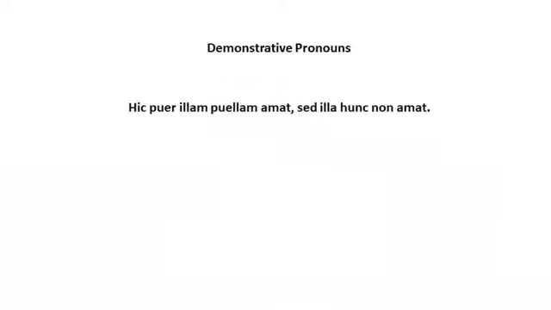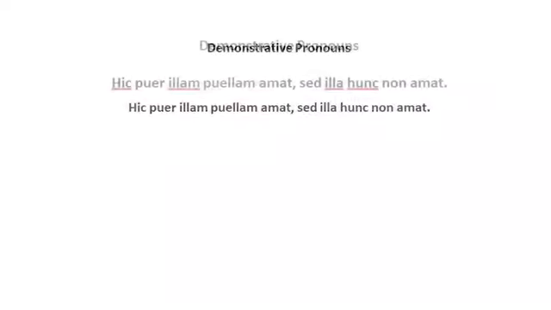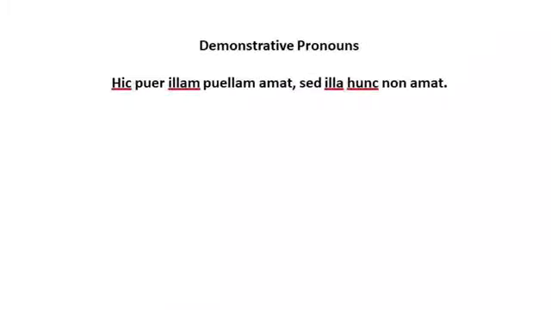Now let's take a sample sentence. Copy this into your notes. Hic puer illam puellam amat, sed illa hunc non amat. Once you have that copied, underline the 4 demonstrative pronouns in that sentence. Pause the video while you do that. You should have underlined hic, illam, illa, and hunc. Now go ahead and translate that sentence. Pause the video while you do.